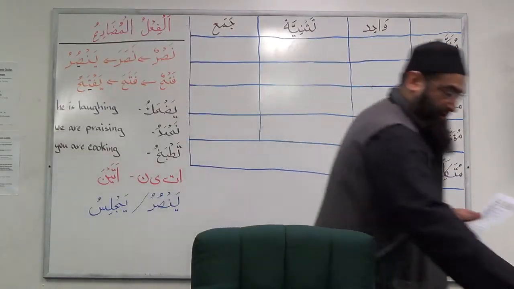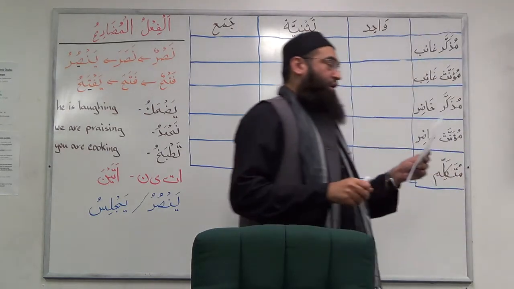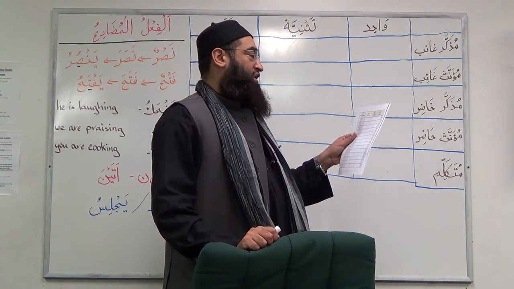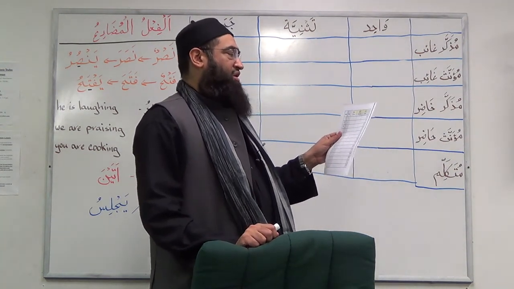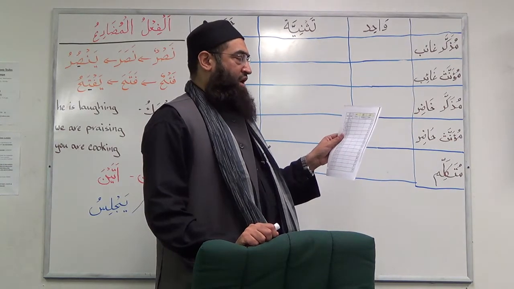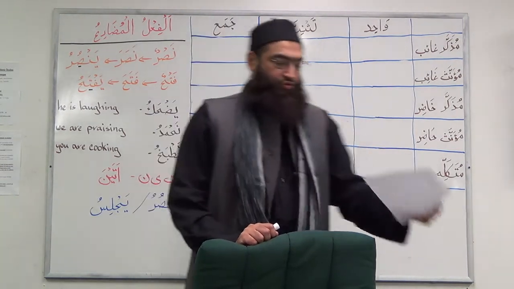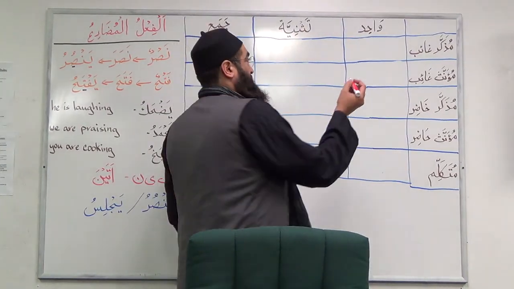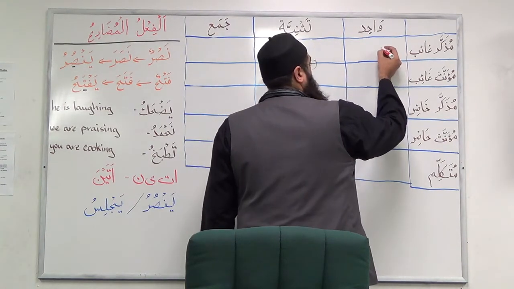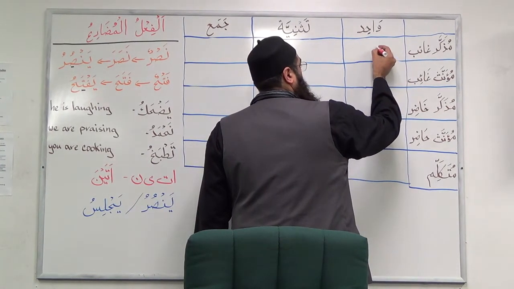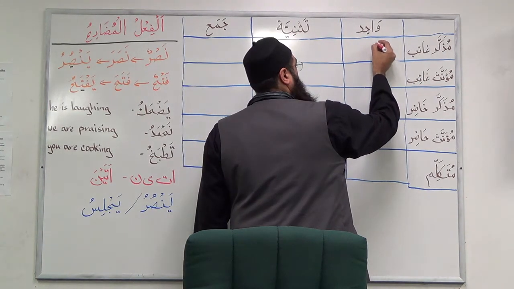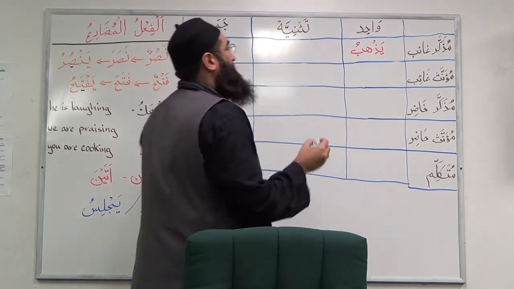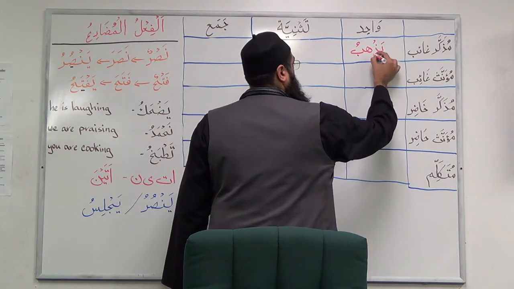Let's do red. Alright, which one do you want to do? Yaftahu, he opens. Yarka'u, he prostrates or he bows. Raka'a, ruku'. Or yadhabu. Alright, let's do yadhabu, okay? He goes. He's going, or he's going to go. Alright, so let's put it right here. Yadhabu, that one man is going.